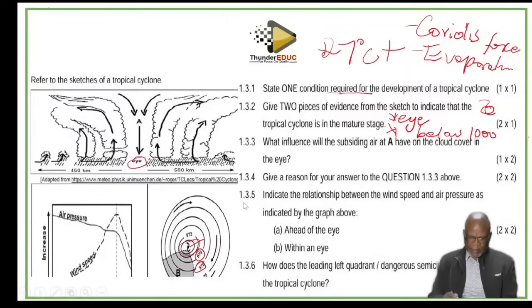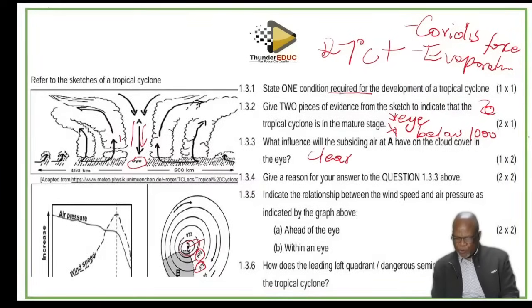Okay, what influence will subsiding air at A have on the cloud cover in the eye? So if the air is subsiding here in the eye, what influence will the subsiding air have on the cloud cover in the eye? So what are the conditions in the eye of a tropical cyclone? Number one, there are clear skies. Why do we have clear skies in the eye of a tropical cyclone? Because of the subsiding air. Subsiding air will not condense because subsiding air is heated adiabatically.